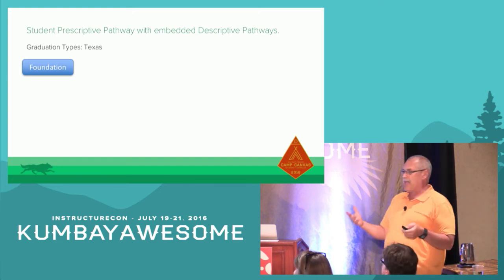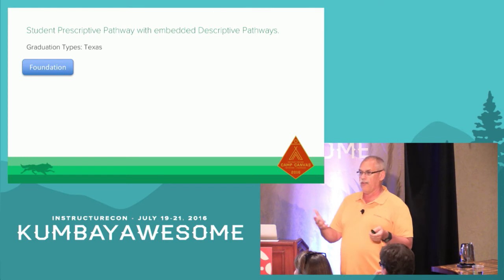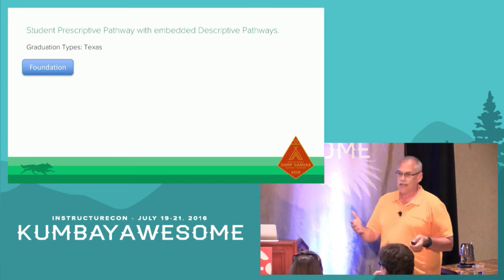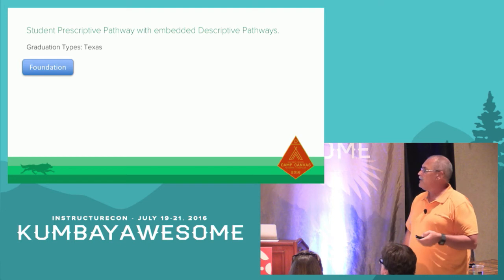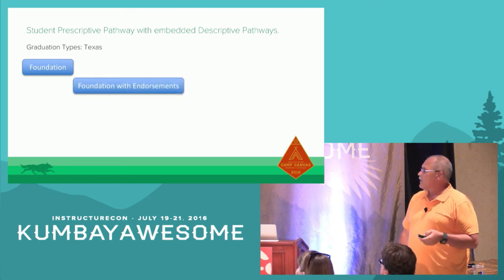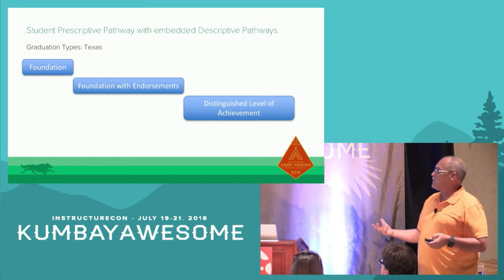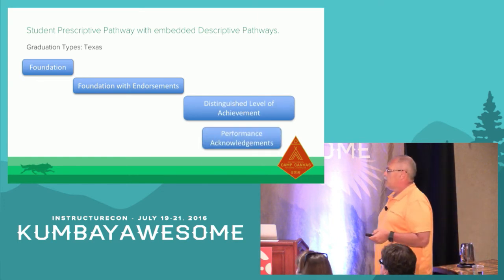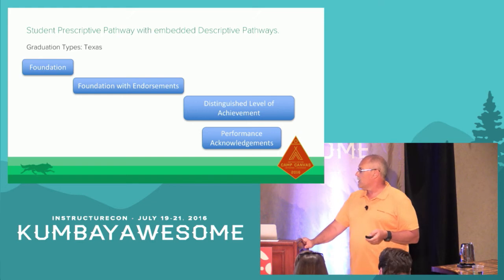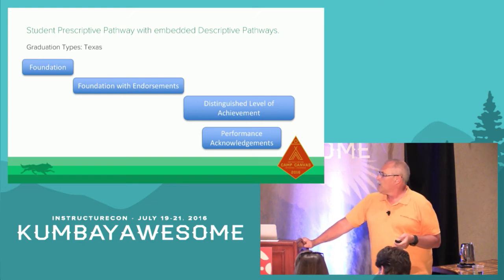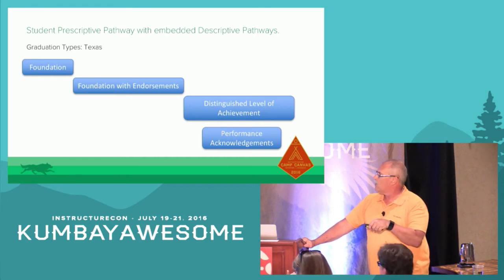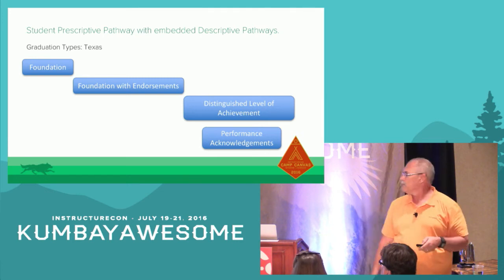So just the basic graduation in Texas is called a foundation degree. That's it, right? Bare minimum. Then you can have foundation with endorsements. You can attain a distinguished level of achievement, or you can get performance acknowledgments. When I was in school, I lived right at the edge of this, right at the edge of foundation, bare minimum.